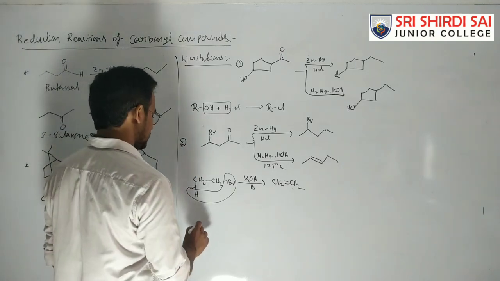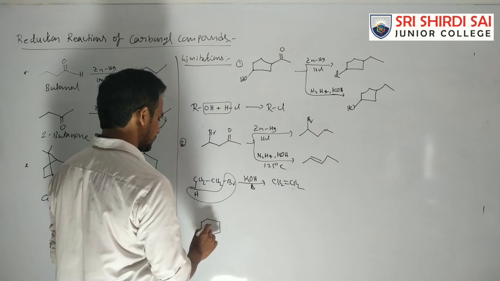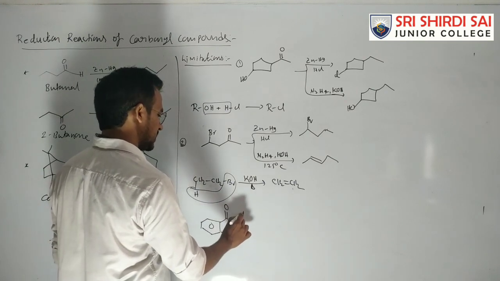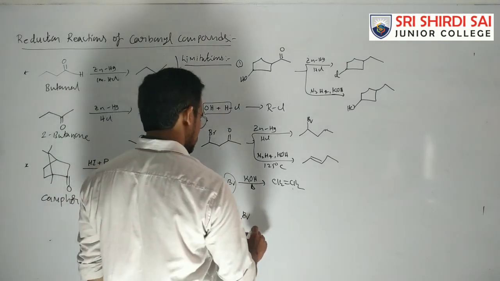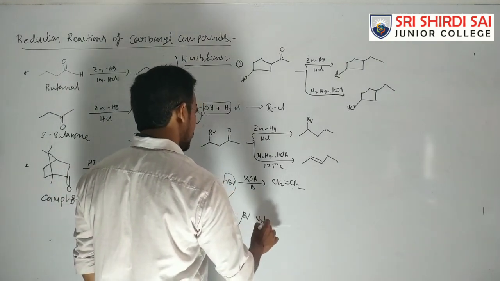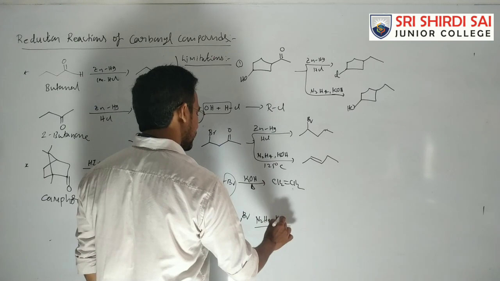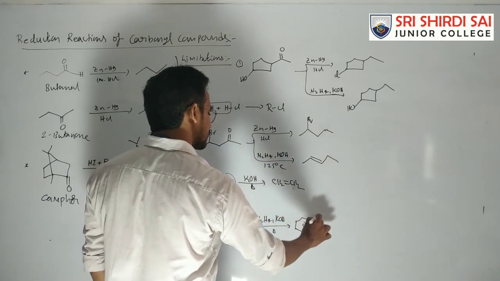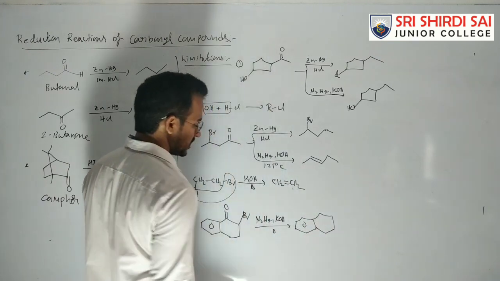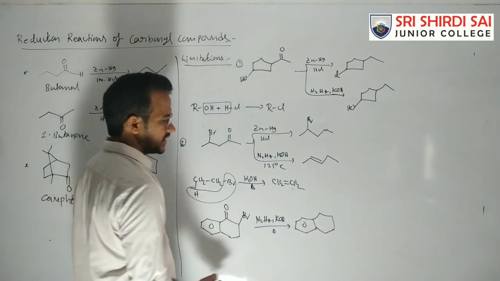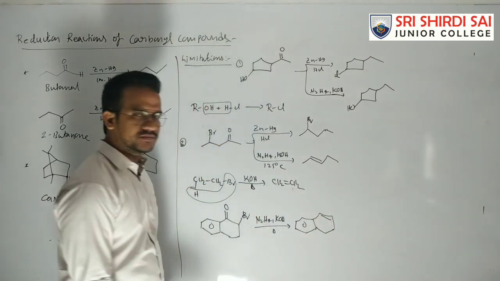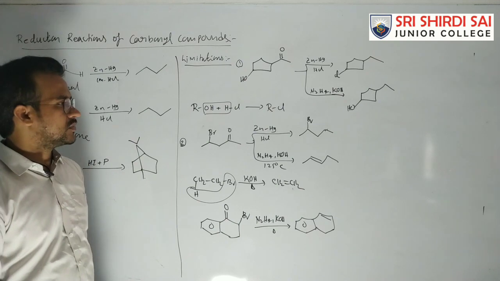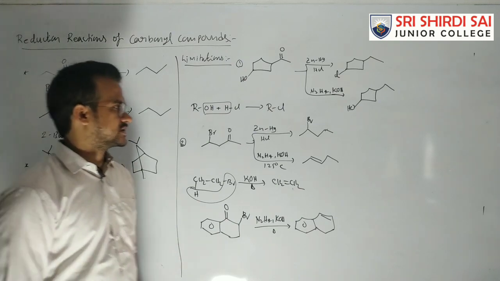Or suppose a similar reaction, from a previous question in a national exam. I am treating this with N2H4 and KOH at a high temperature. The CO is converted to CH2, and then elimination of HBr takes place. So that is the product. CO converted to CH2, and elimination. So these are the two limitation reactions.